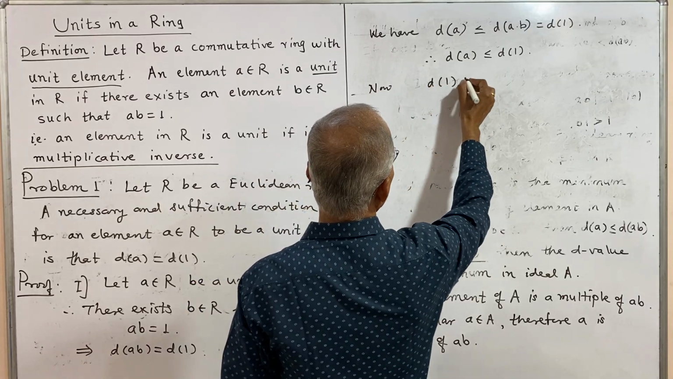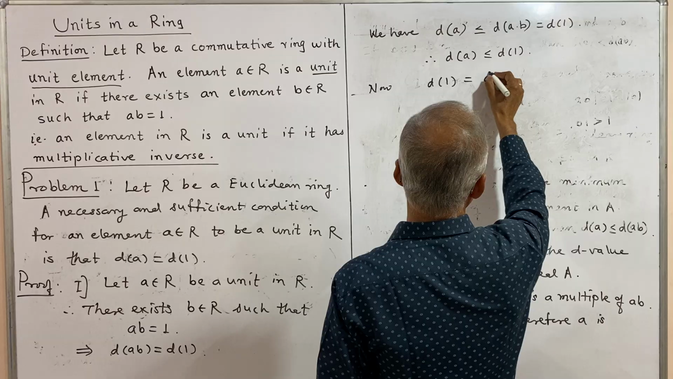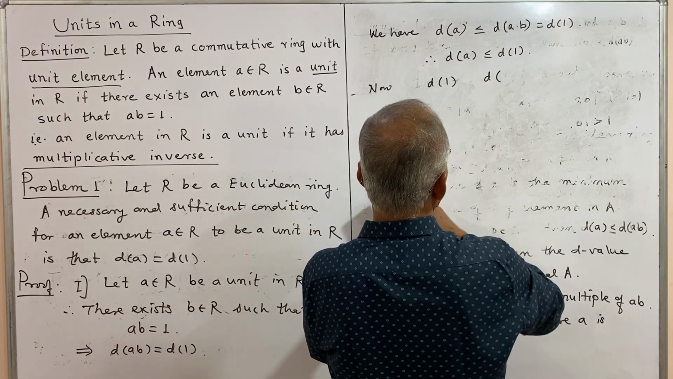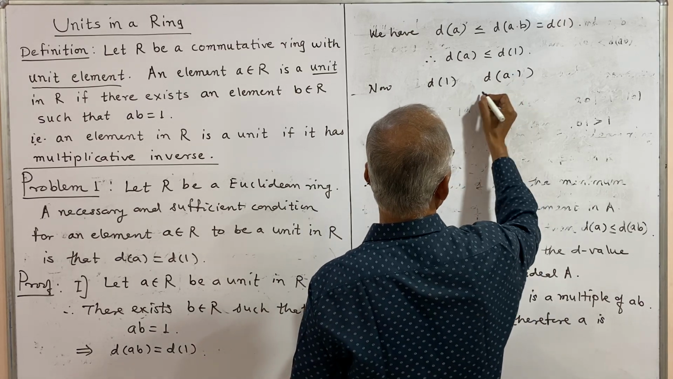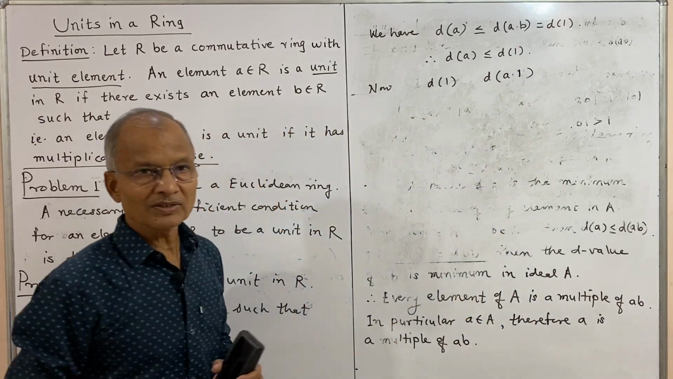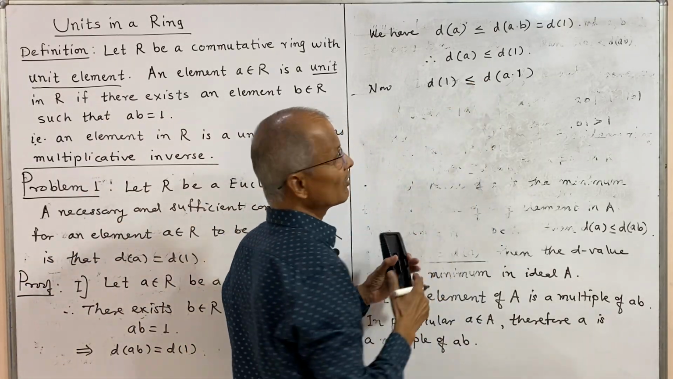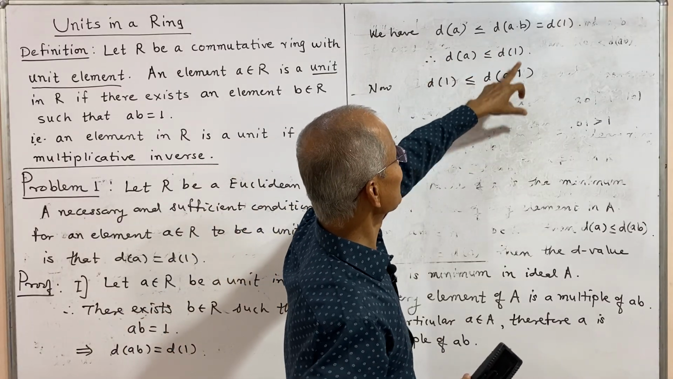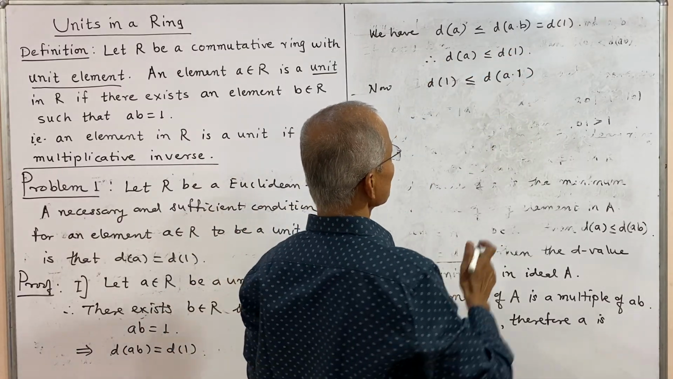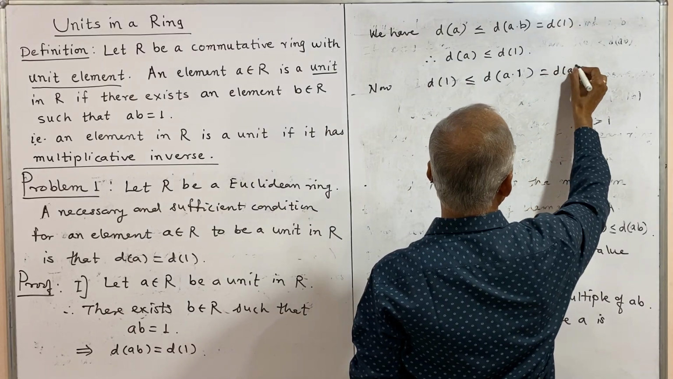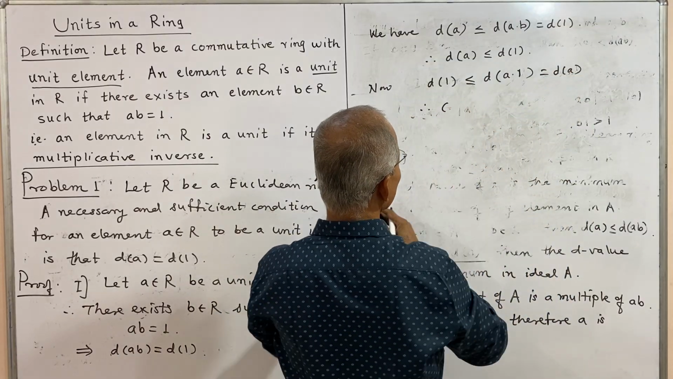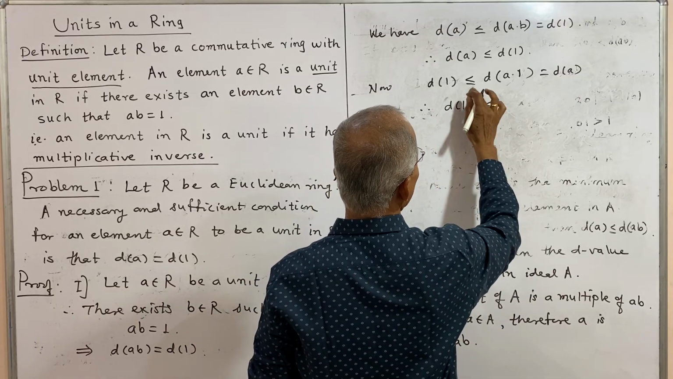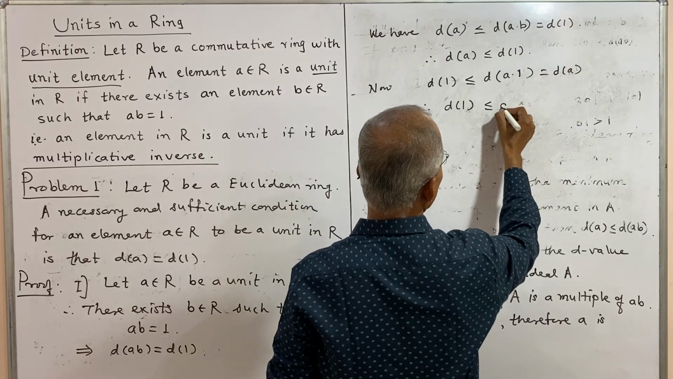Now we can write d value of 1 as d value of 1 into A, which is less than or equal to d value of A into 1. What is the relation between these? Again, less than or equal to. d value of A is less than or equal to d value of A into any element. Same relation we are using here, where we have written B as 1. And this means d value of 1 is less than or equal to d value of A.